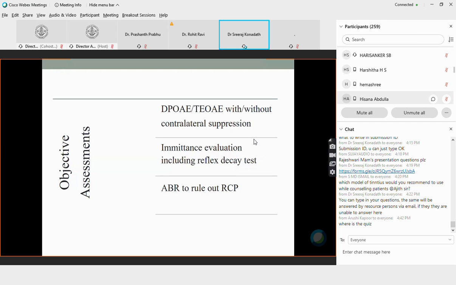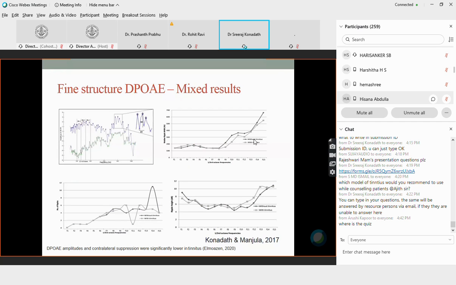Remember that if you go for a standard otoacoustic emission evaluation, you may not get any clear picture. But in the literature, we can find that DPOAE amplitudes and contralateral suppression are generally significantly lower in tinnitus. That means the amplitude of OAEs is generally lesser. This is from a review article, so it is generally lesser.